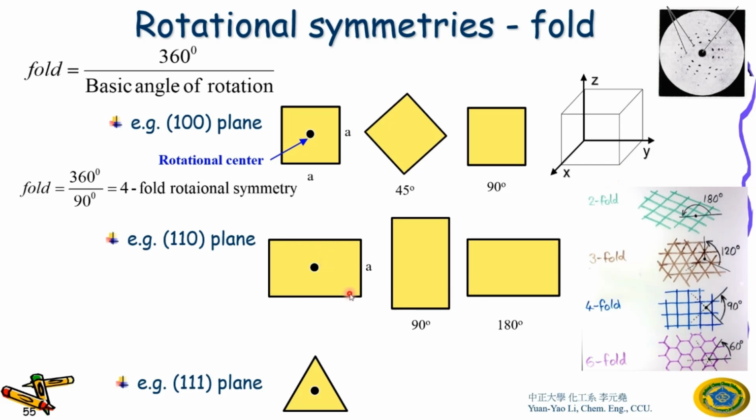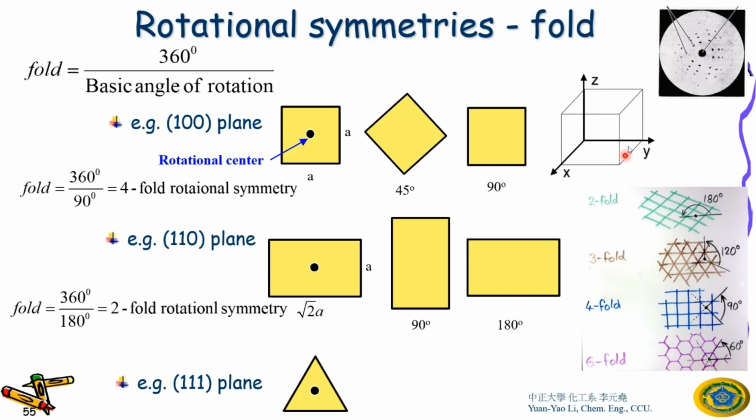So, let's take a look at rotational symmetry. How many degrees do you rotate in order to reach the original shape? It's 90 degrees, 180. So how many folds in this case? There are 2 folds. 360 divided by 180. So there are 2 folds. So if you have a mirror pattern, that means you rotate 180 degrees and you match the original shape. That means you are looking at 110 planes.